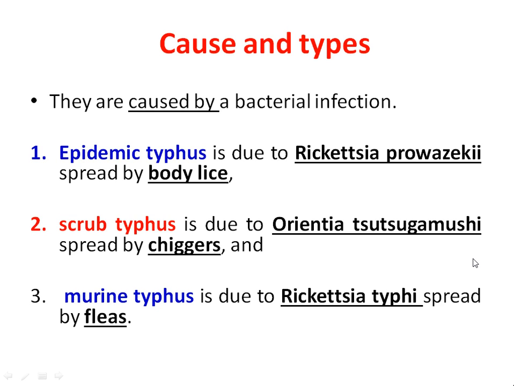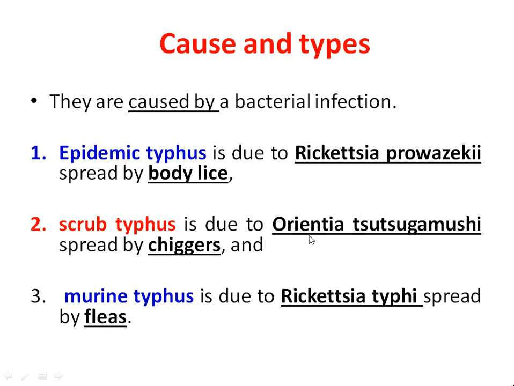As I told you, there are 3 types of typhus. The first one is epidemic typhus, caused by the bacterial infection Rickettsia prowazekii. The vector is body lice again, so this is our case now. The other two are not our concern, but for your information, these are 2 different types. The vectors are different. They are also typhus, but the vectors are not body lice. One is chiggers, the other is fleas.